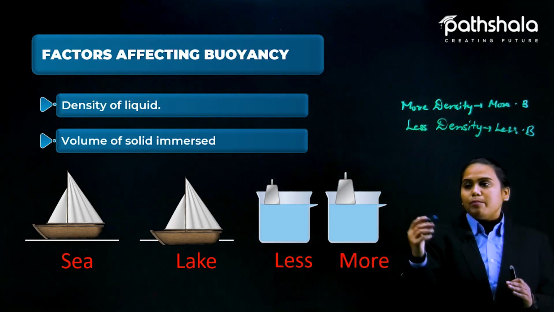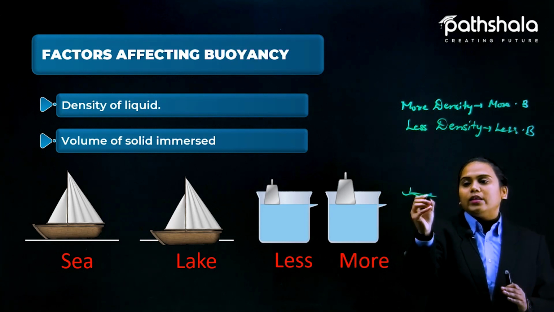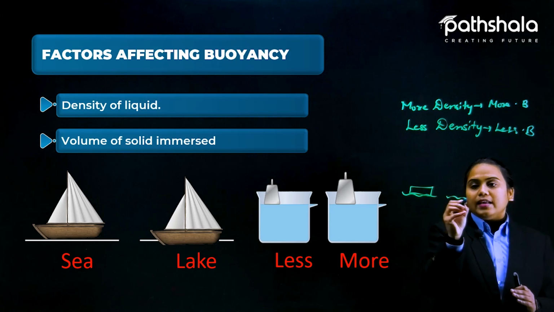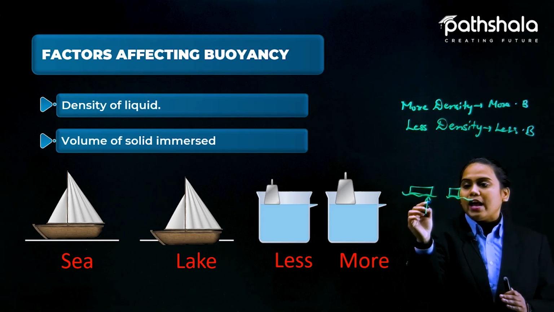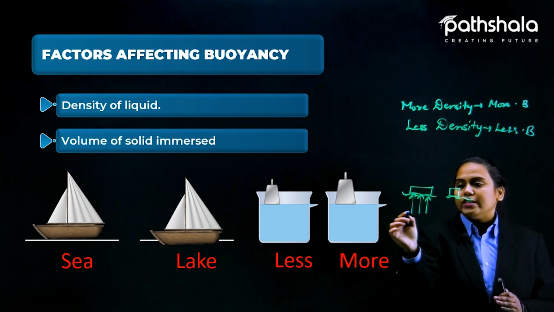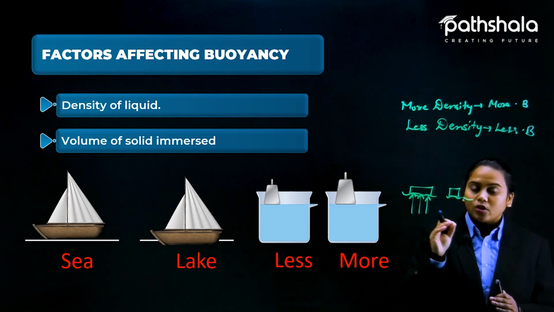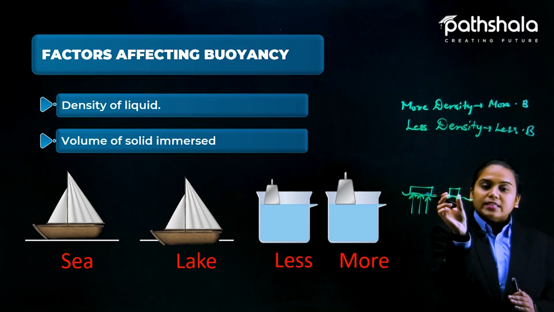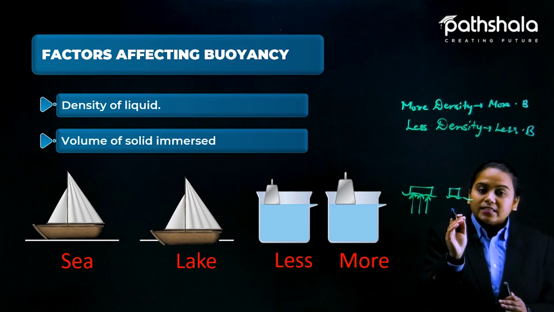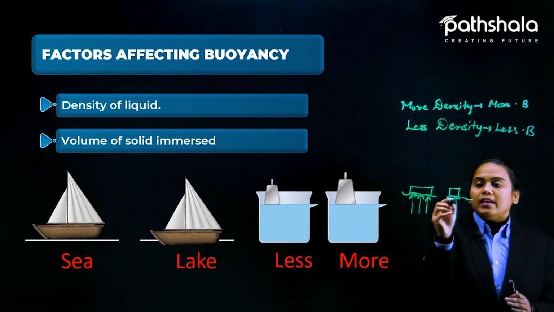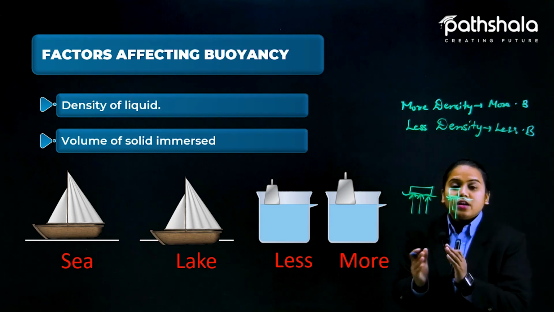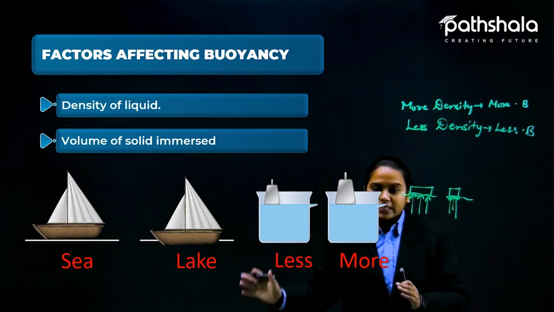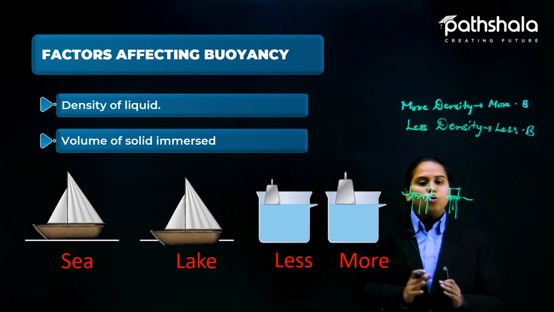Whatever part is in contact with the liquid, like here and here, that box will have buoyancy on each and every part of it, because it is in contact with the liquid. Now this is a small one that contains a small volume, so less buoyancy will be there because it has less area. So less volume, less buoyancy; more volume, more buoyancy.